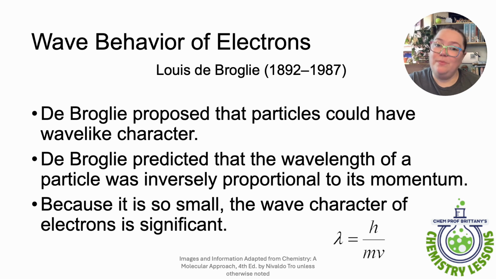Because an electron is so small, its wave character is very significant. And because you as a person are so big, comparatively speaking, your wave character is infinitely tiny, right? So here is the equation that he used to talk about those two things together.